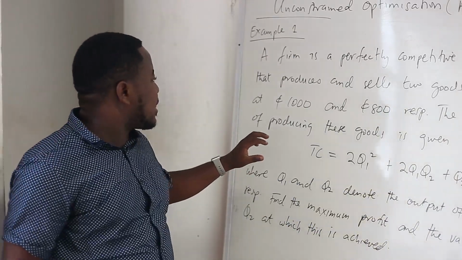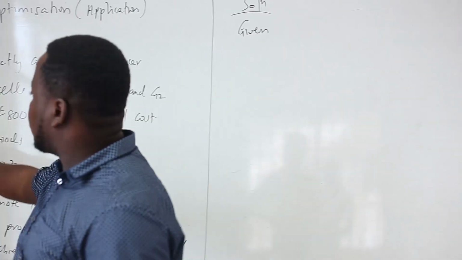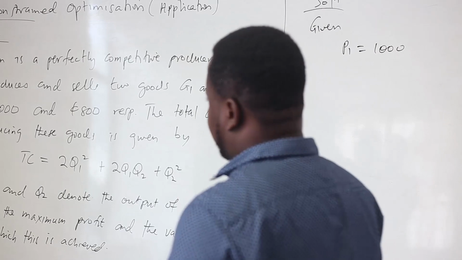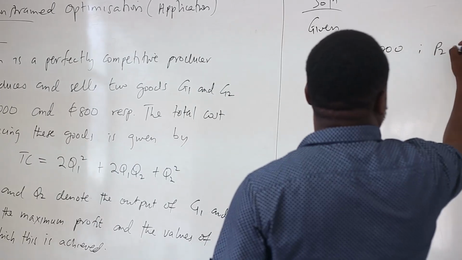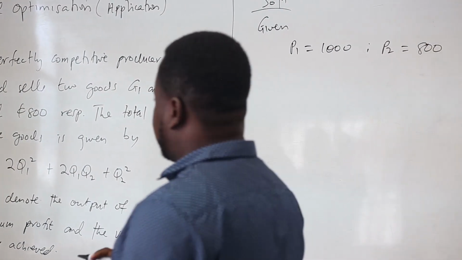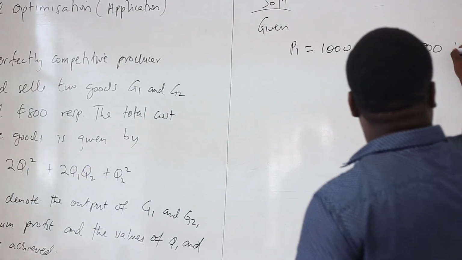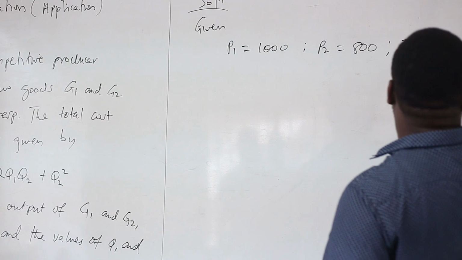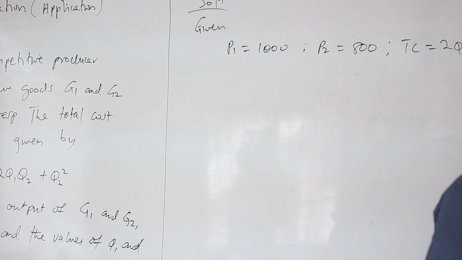But first we have to extract the data in the question. In the question we are given the price of good 1. So we have P1 is equal to 1,000. We are also given the price of good 2. So P2 is equal to 800. And we are given total cost. So the total cost TC is equal to 2Q1 squared plus 2Q1Q2 plus Q2 squared.